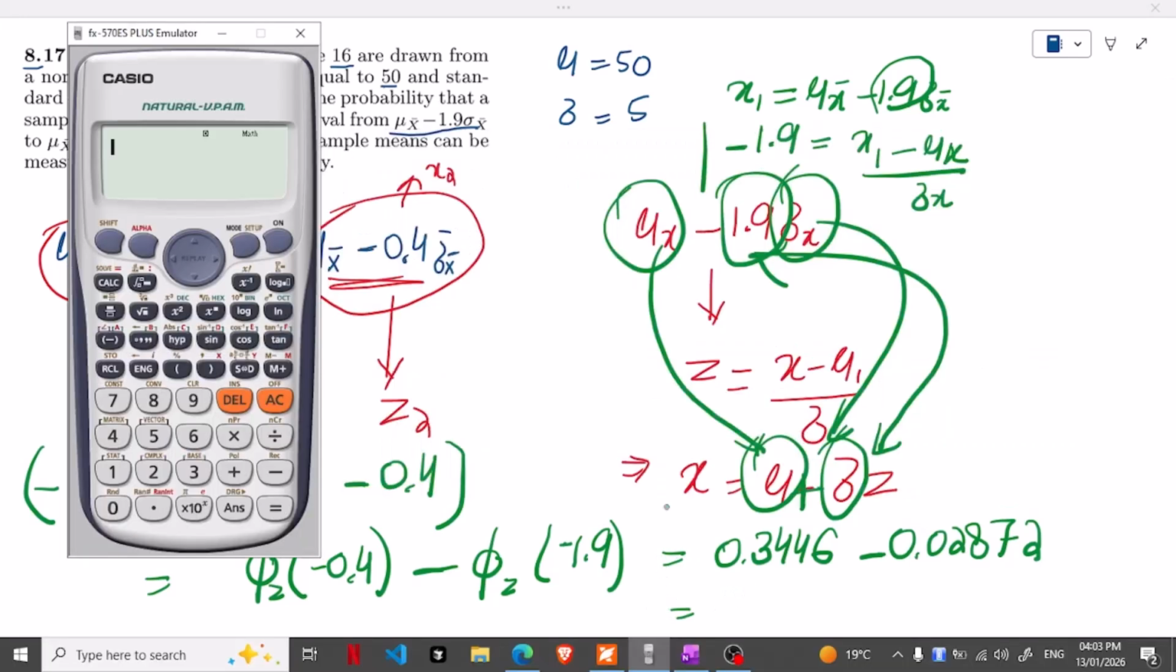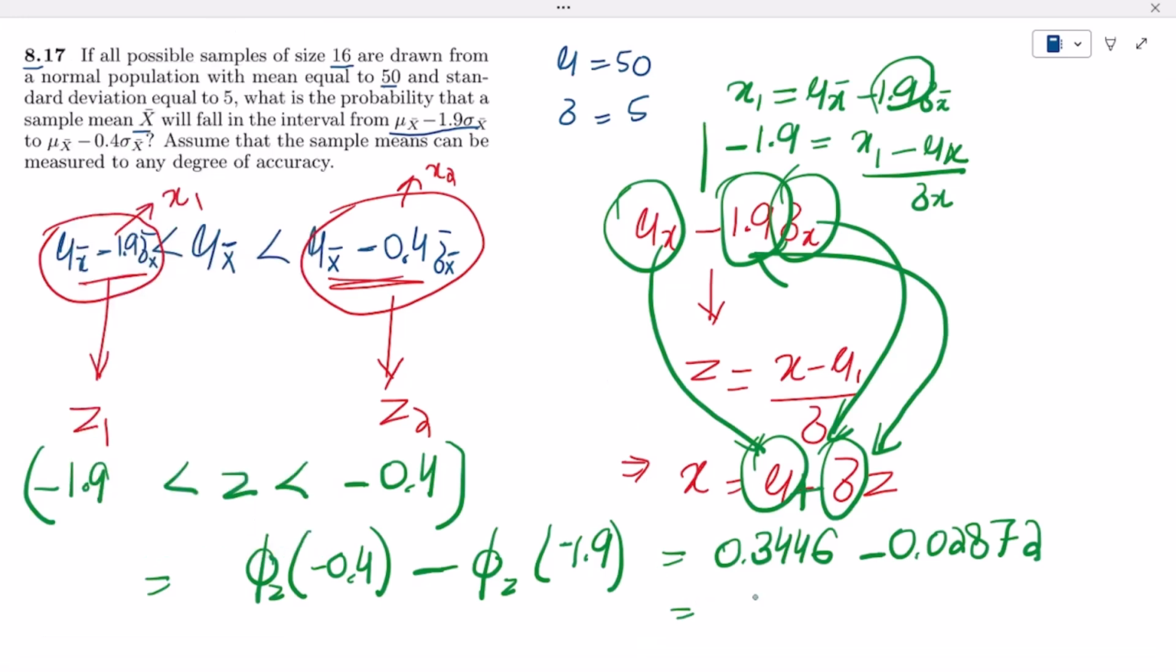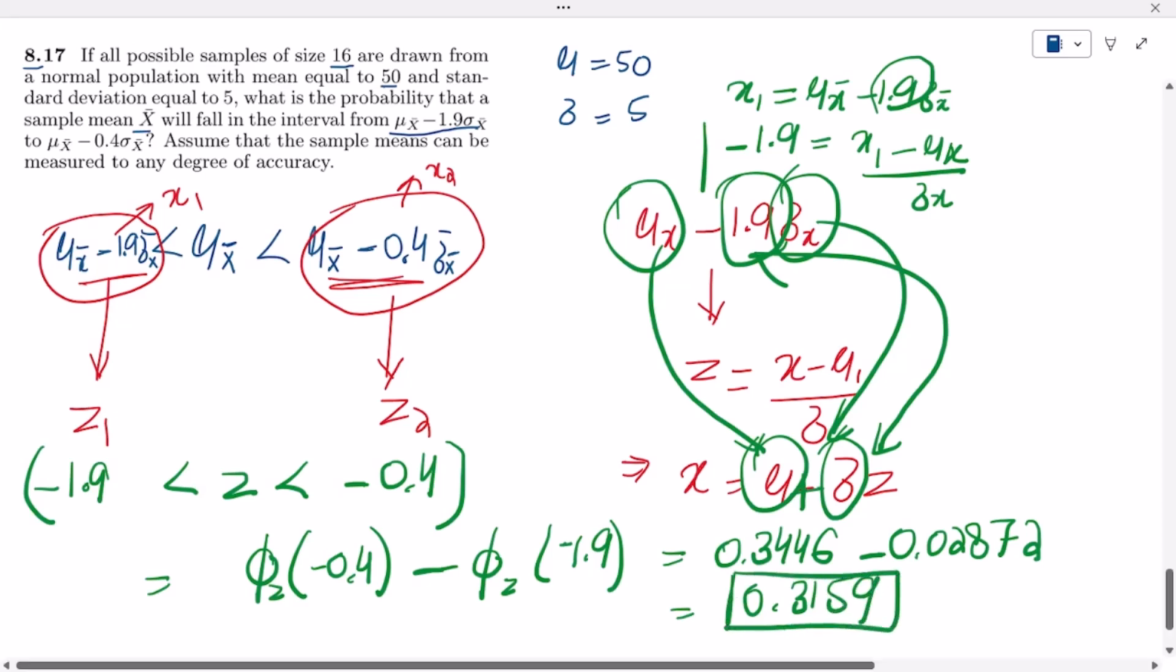Let me subtract them. So it would be 0.3446 minus 0.02872. So this would be 0.3159, or 0.3158. That is basically the solution of question 8.17.